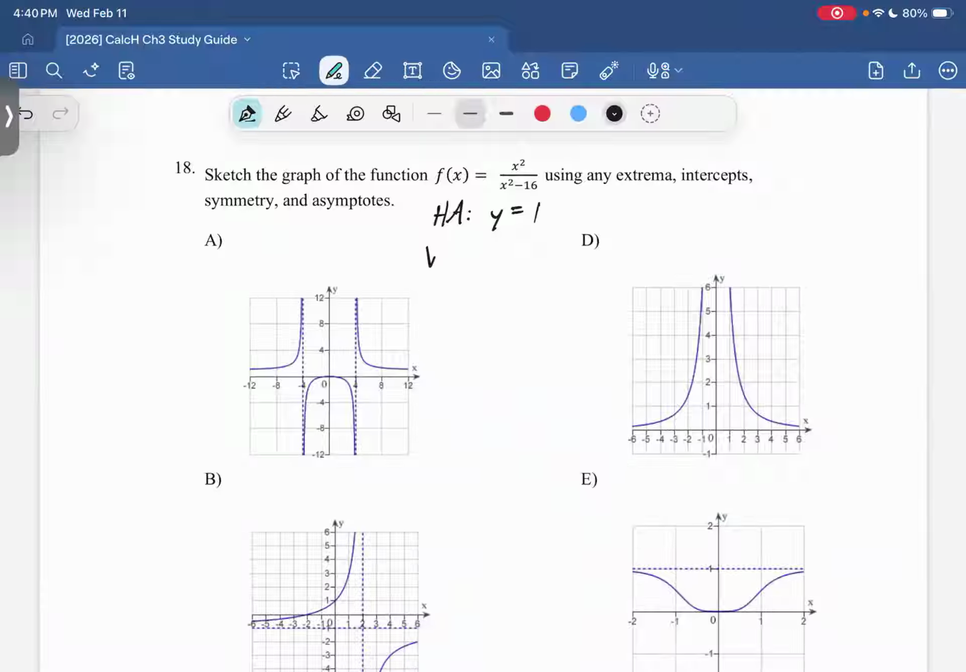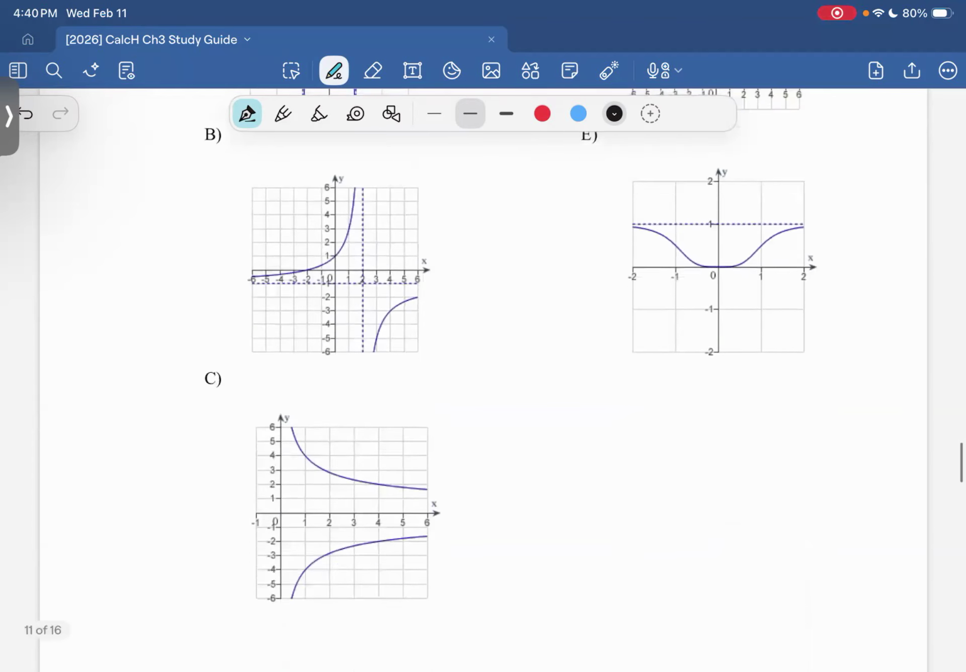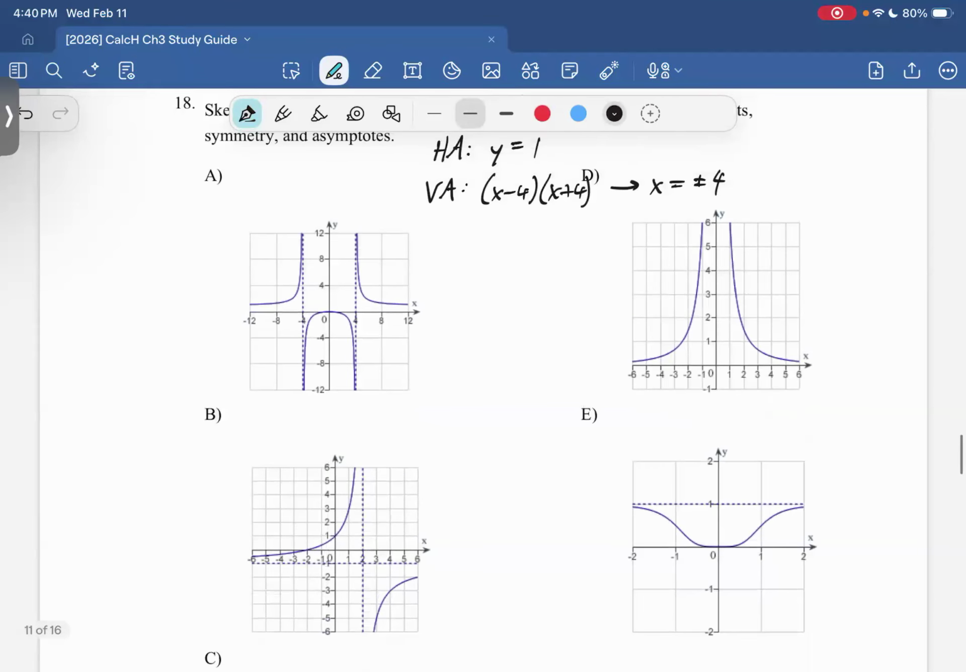How about vertical asymptote? Well, the denominator can be factored as x minus 4 times x plus 4. And so that means our vertical asymptote is plus or minus 4. And at this point, we should be done because that is only true for graph A.